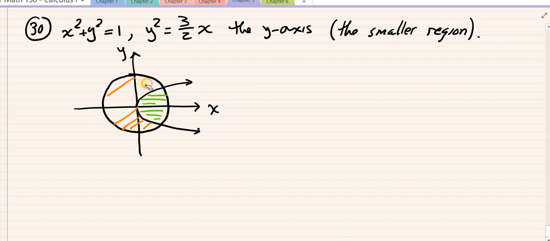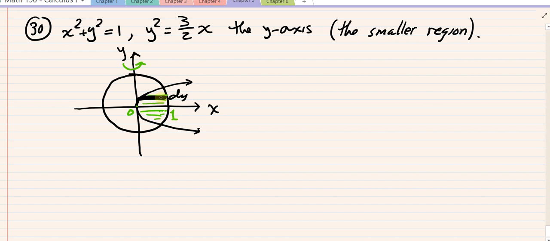So I'm going to remove the red. True. And we want the area of that green region. So we're going to use symmetry, right? We're going to use symmetry, and the rotation is about the y-axis in this case. So remember, if the rotation is about the y-axis, then our rectangles are going to be horizontal rectangles with dy. That's how we're going to align our disks, and then the disks will revolve about the y-axis.